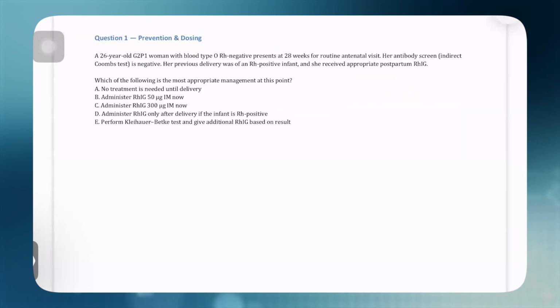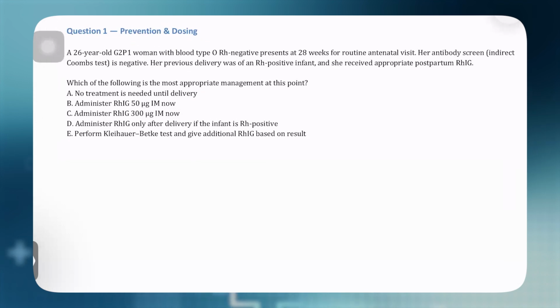Now, the questions that can come from this: a 26-year-old second gravida, one primary woman with blood group O RH negative presents at 28 weeks for routine antenatal visit. Her antibody screen, indirect Coombs test, is negative. Her previous delivery was an RH positive infant and she received appropriate postpartum immunoglobulin. Which of the following is the most appropriate management at this point?